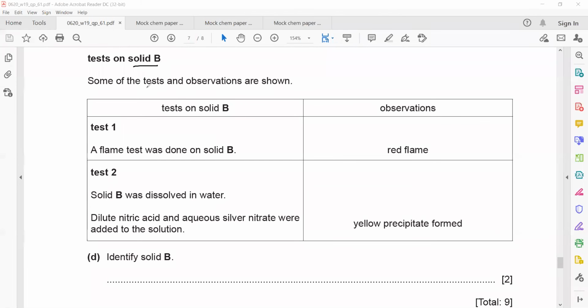Tests on solid B, some of the tests and observations are shown. A flame test was carried out and it is giving a red flame. So red is due to lithium.